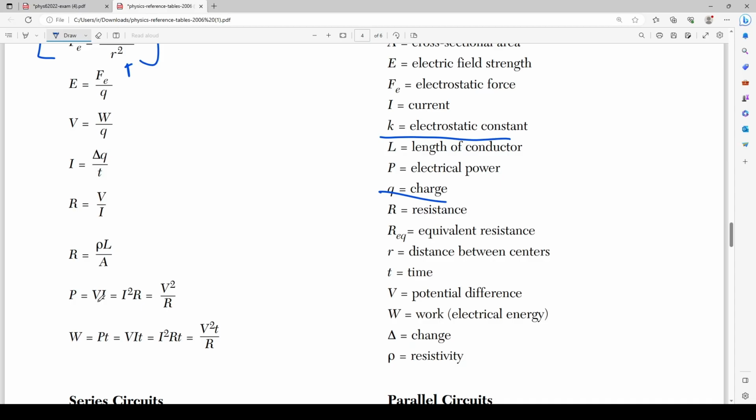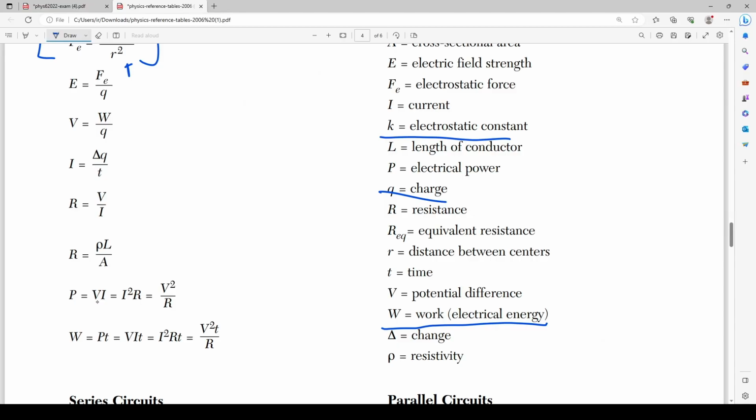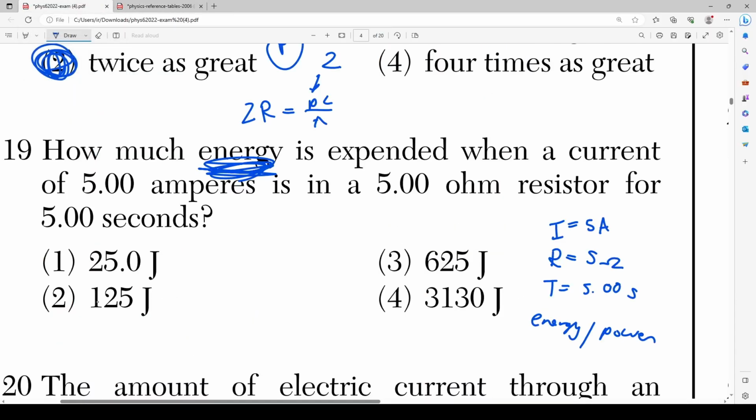So we know that it's going to be W, right? W is work, aka electrical energy. We just said that we're looking for electrical energy. So we're going to look at this formula right here, and which one has I, R, and T in it? Well, this one: I squared times R times T is equal to W, which is the work or electrical energy.